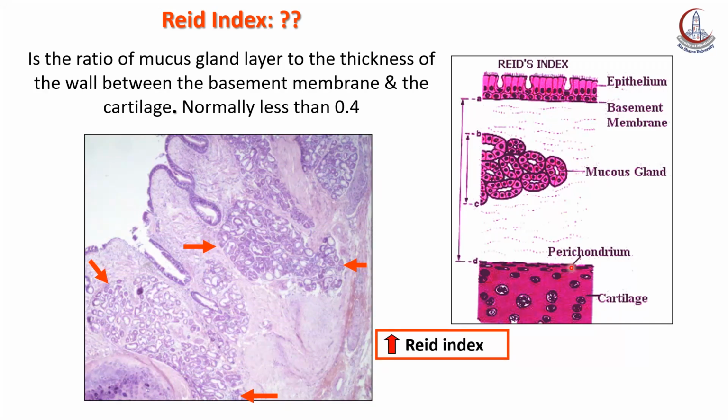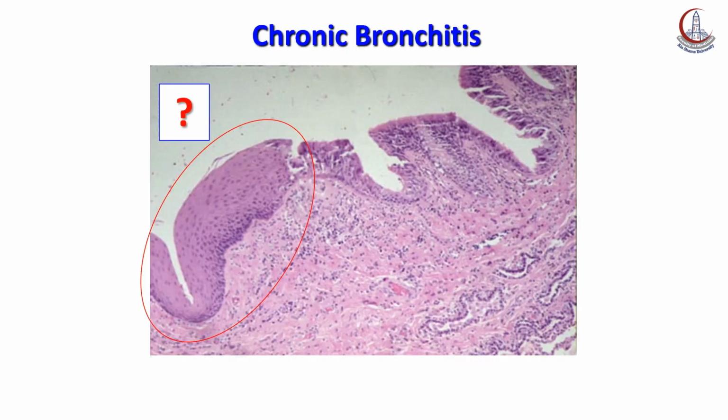And in case of chronic bronchitis, there is an increase in this index, as we see here, an increase or hyperplasia of the mucous glands, so the thickness increased. The thickness of the mucous gland increased in relation to the whole wall. In case of chronic bronchitis, we can see also squamous metaplasia due to chronic irritation. This is the normal respiratory epithelium, and this is the squamous metaplastic epithelium.